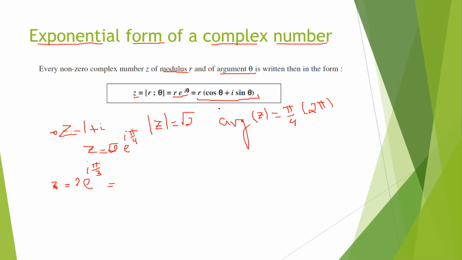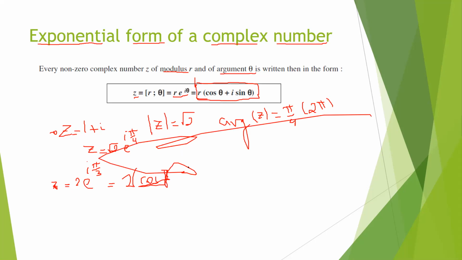We have the exponential form. I can change it to trigonometric form first. I can write it as 2 into cosine pi over 3 plus I sine pi over 3.